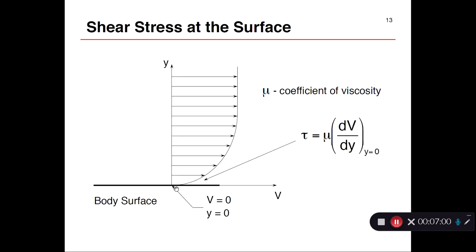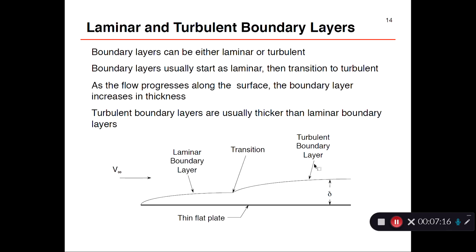Now the slope at the wall multiplied by viscosity is called the shear stress. This is Newton's. When Newton first found the shear stress, he found viscosity times the velocity gradient, velocity over distance. Now, if you have a laminar flow, you're going to have a lower shear stress at the wall, lower drag in general. When you go to turbulent flow, you're going to have a higher shear stress, higher drag.